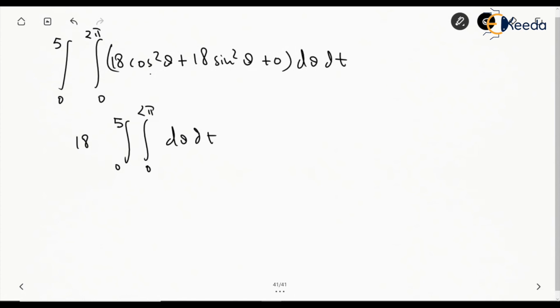Now this integration of d theta and dt, of course they are independent now because none of the elements are depending on another one. So this can be given as 18. I can directly write d theta will give you theta and the limits 0 to 2 pi will give you 2 pi. Then this dt will give you t and the limits are 0 to 5, so into 5. So this becomes 180 pi. This will be the answer.